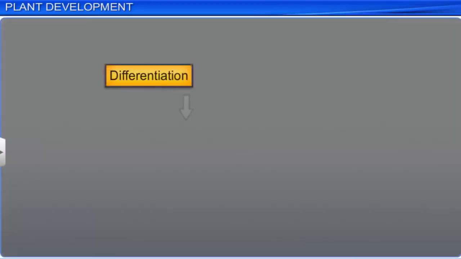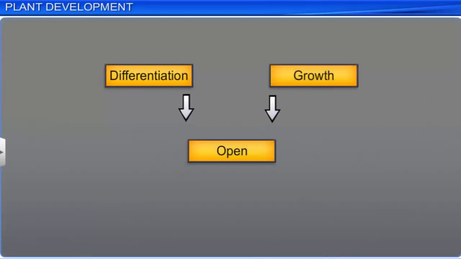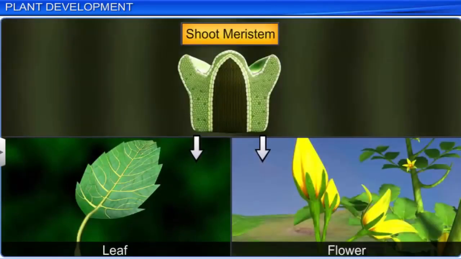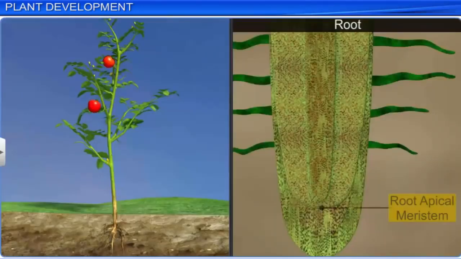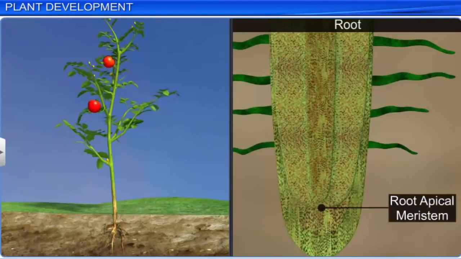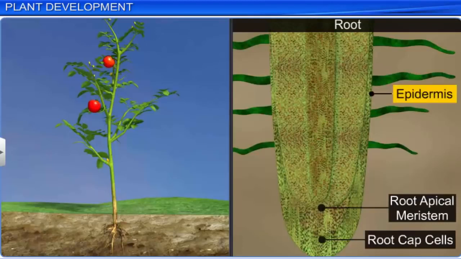Differentiation in plants is open, similar to growth, because cells formed from the same meristem differentiate into different structures at maturity. The final structure of a cell at maturity is determined by its position in the plant. For example, cells distal to root apical meristems differentiate into root cap cells, and cells at the periphery differentiate into the epidermis.